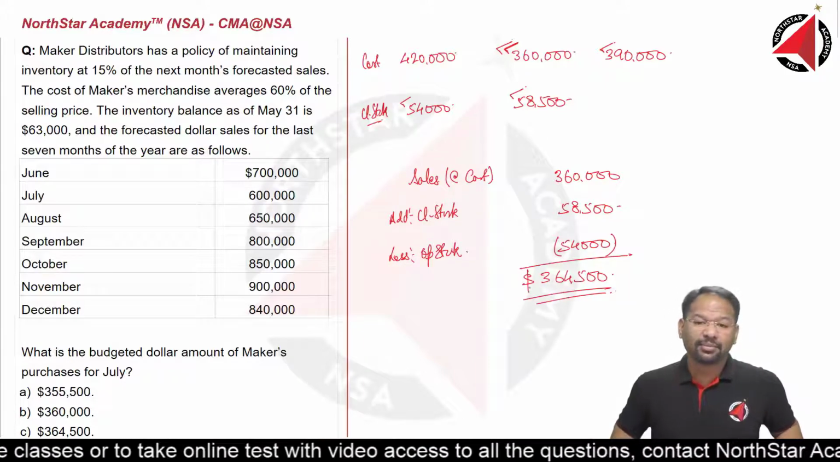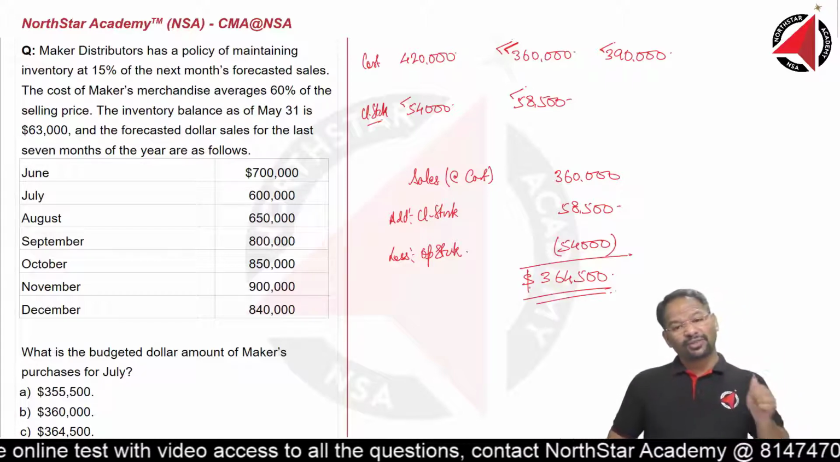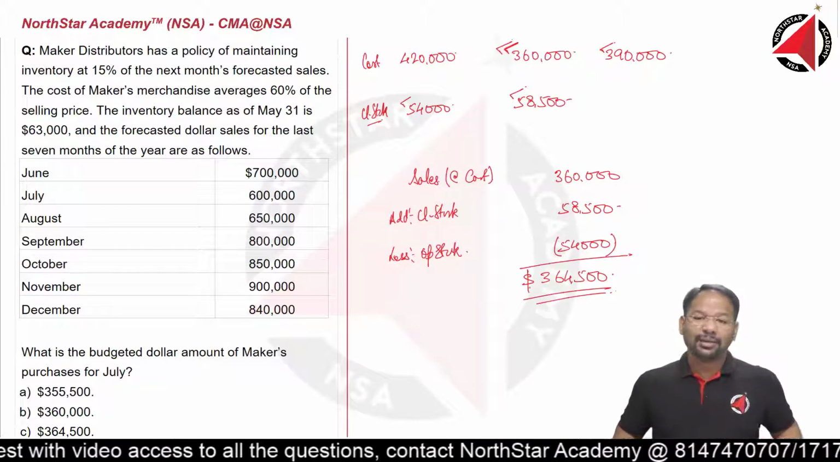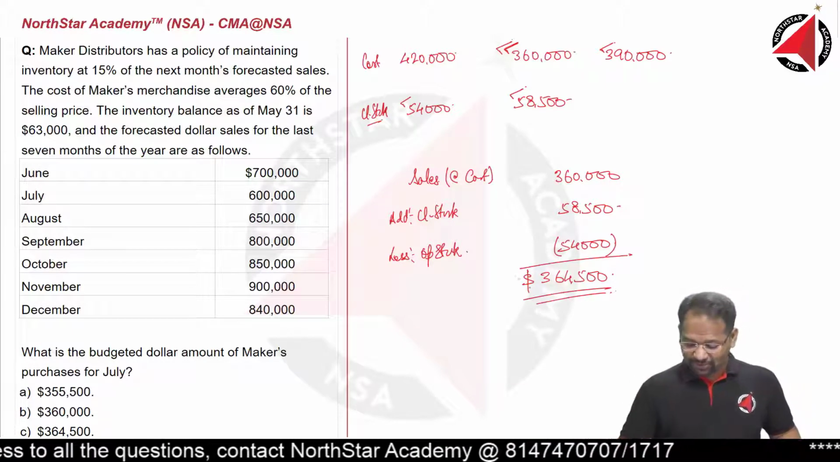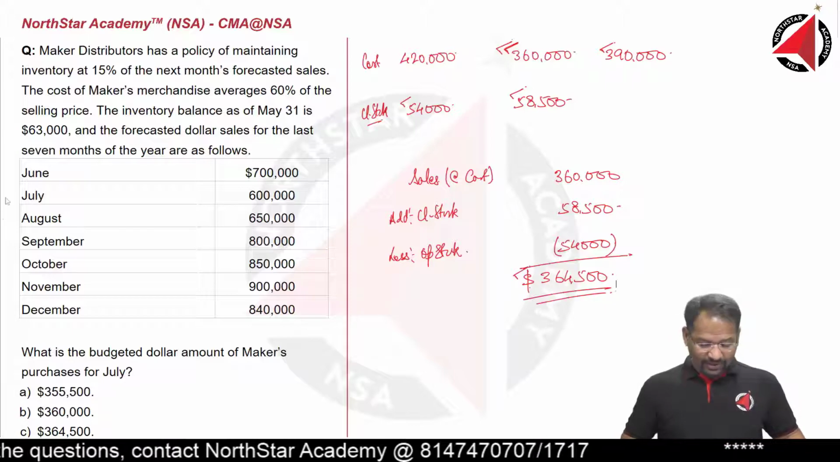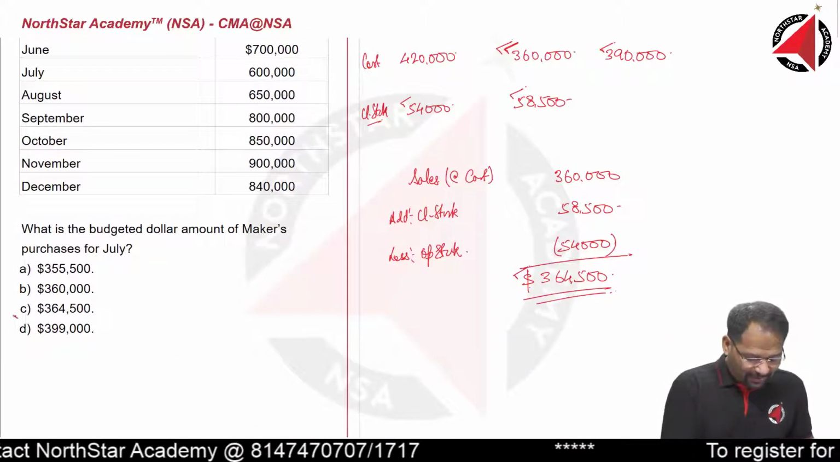This is our production budget basically, but there is no other details. So whatever is going to be produced, same thing has to be purchased in the absence of all other information. So this would be our purchase budget, $364,500, which is option C.